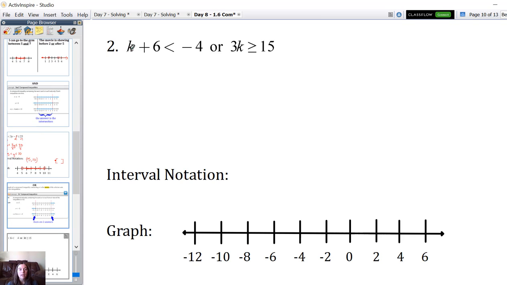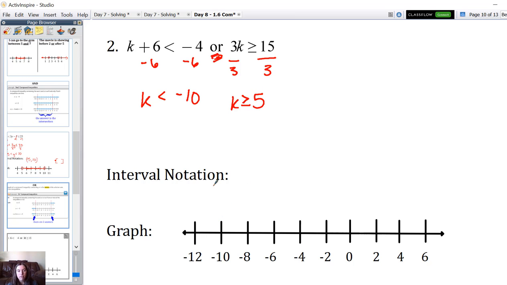So here we've got k plus 6 is less than -4, or 3k is greater than or equal to 15. So in both of these inequalities, we're going to solve for k. On the left side, we need to subtract 6 from both sides. So now we have k less than -10. On the right side, we need to divide by 3. So now we have k greater than or equal to 5.